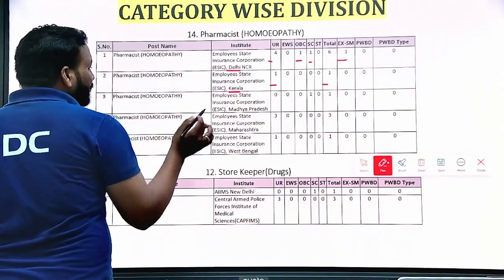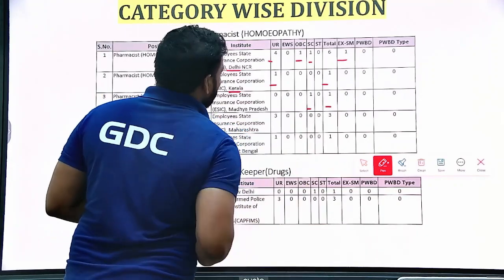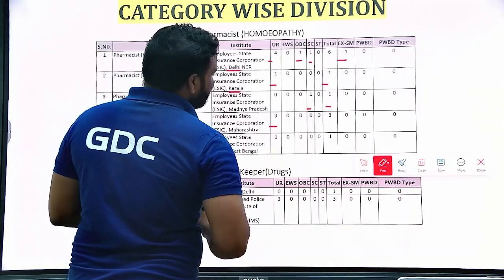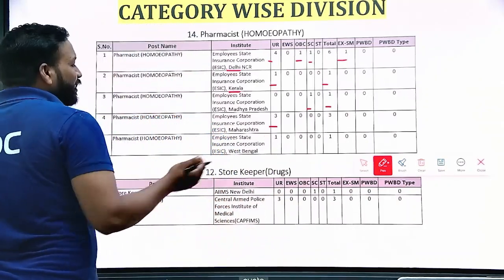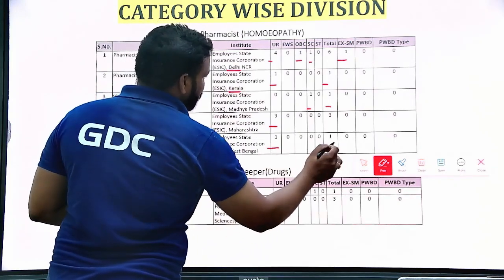And for pharmacist homeopathy in Madhya Pradesh, SC 1 and total 1. For pharmacist Maharashtra, unreserved 3 and total 3. And for the same homeopathy in West Bengal, only 1 unreserved post is there, total 1 post.